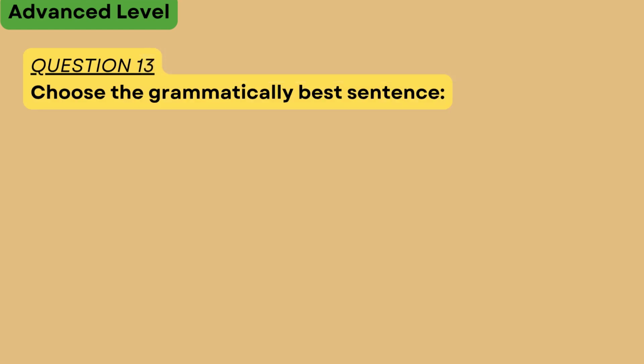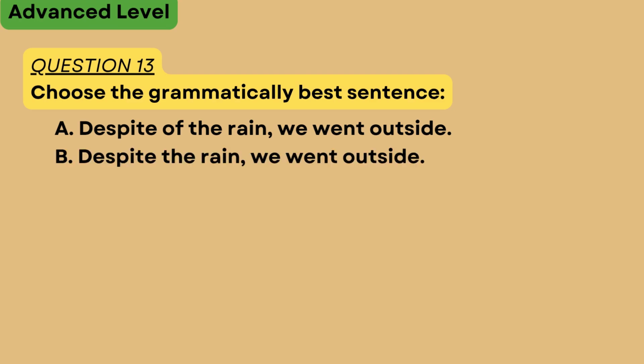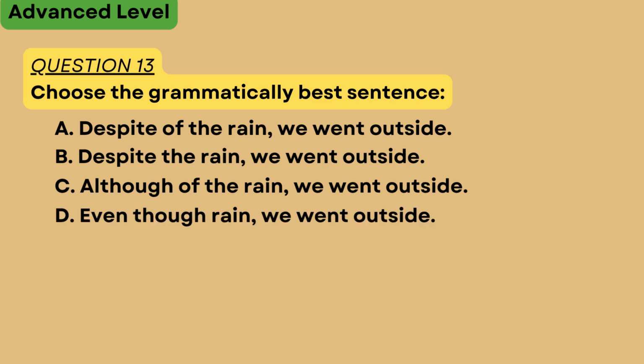Choose the grammatically best sentence. Despite of the rain, we went outside. Despite the rain, we went outside. Although of the rain, we went outside. Even though rain, we went outside. Have a think and choose the best answer.